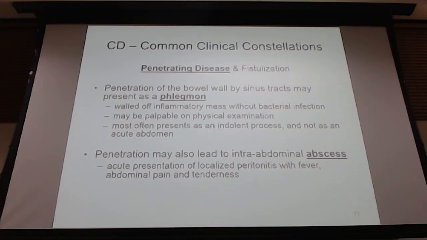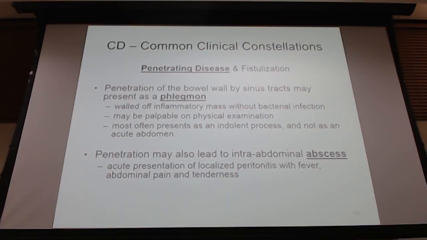Versus penetrating disease. So a lot of these sinus tracts will develop phlegmon. Phlegmon is just that early abscess formation. So inflammatory masses get walled up, but there's not an underlying bacterial infection. Sometimes you can find some significant masses when we palpate the abdomen, but for the most part, this is an indolent disease. Now, indolent just means it causes little to no pain.